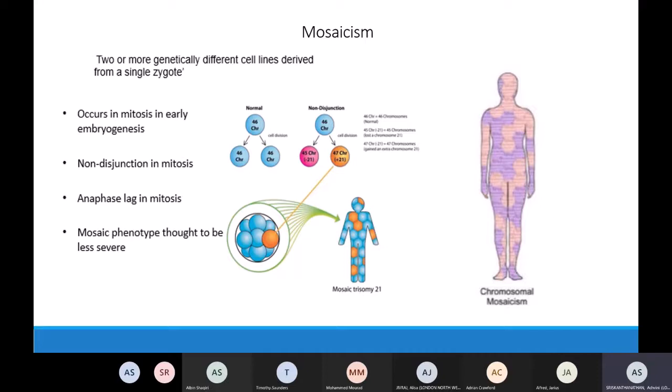So some of the cells may have some sort of chromosomal abnormality, for example, trisomy 21. Some of the cells may just have the right number of chromosomes in there. So some of the causes here are early mitosis in embryogenesis, and any non-disjunction in mitosis as well. The one I mentioned was anaphase lag. And the phenotype, so the actual outcome, can differ depending on the severity of the mosaicism and the percentage of cells which have that chromosomal abnormality.